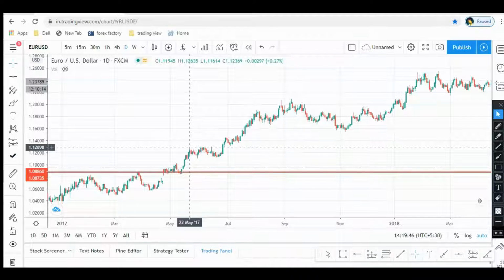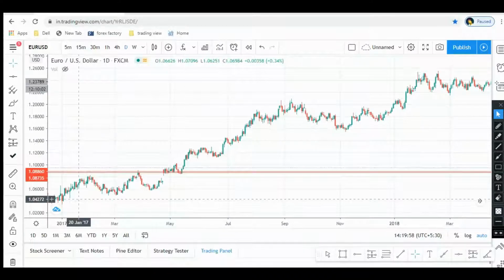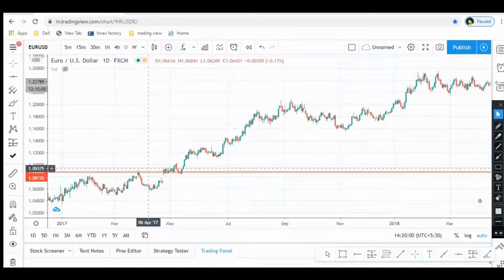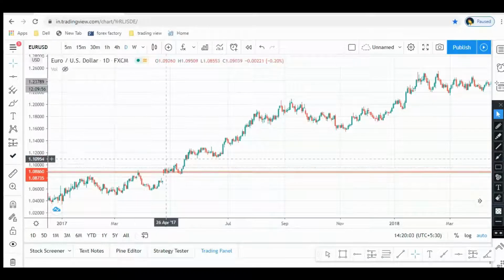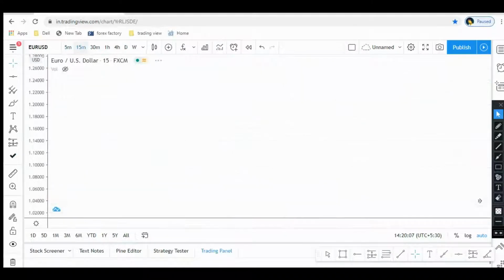If you find anything like that, you may rely on it. You may take a trade on that particular support and resistance area. It's not only working on a daily chart or 4-hour chart, it's working across all time frames. Let me show you in the 5-minute and 15-minute charts.